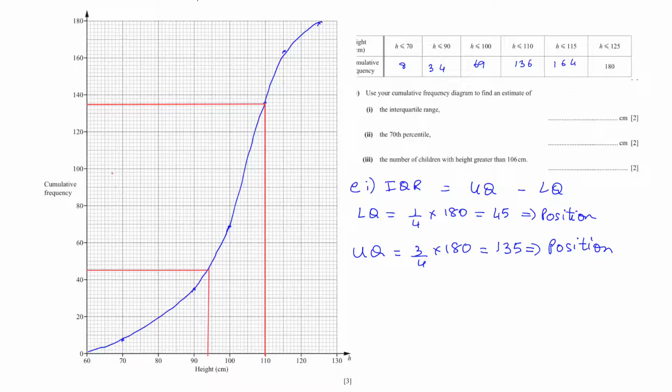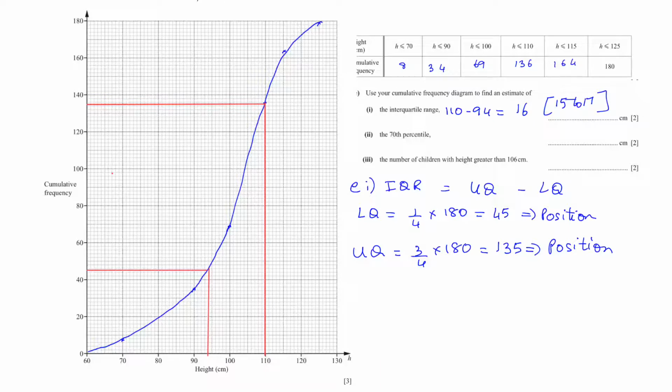Therefore, your interquartile range is 110 minus 94, which will give you 16. If your answer falls in the range of 15 to 17, that's fine.